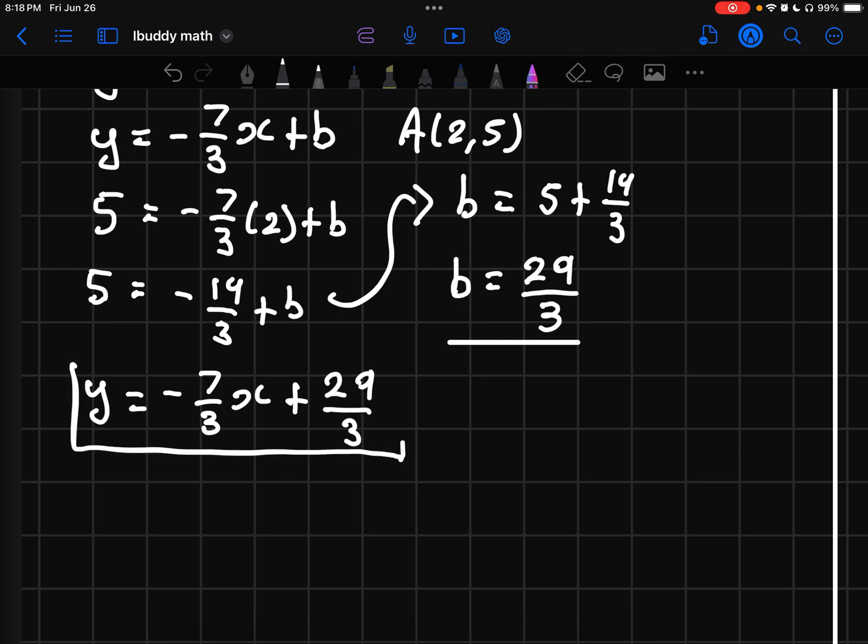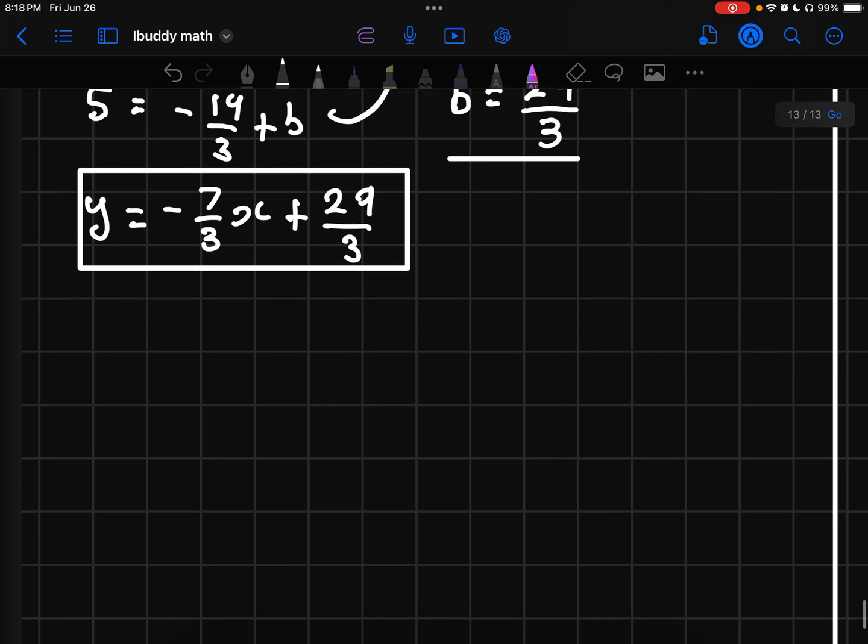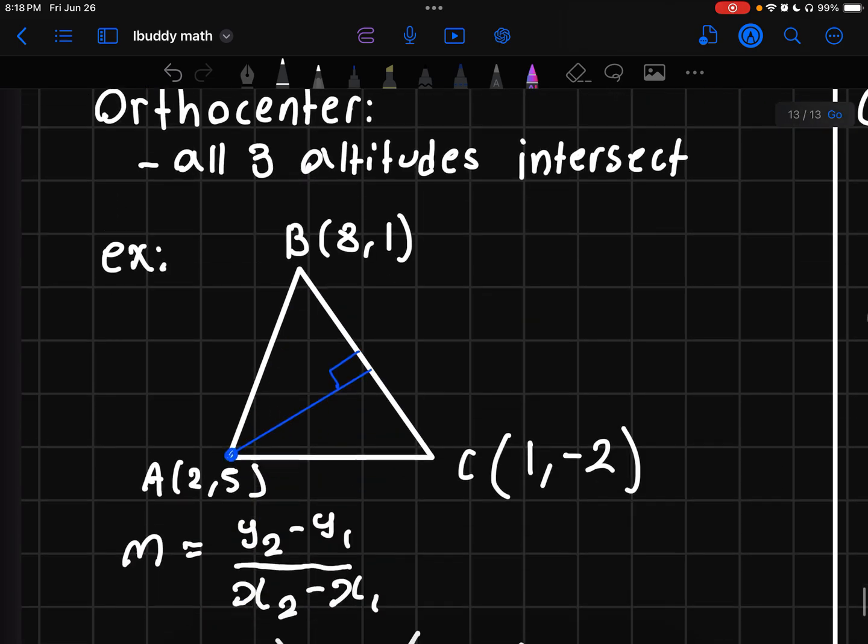Now we have the first equation done, but we still need another one. So now we'll find the altitude from B to AC. So let's just look at this. B all the way to AC.